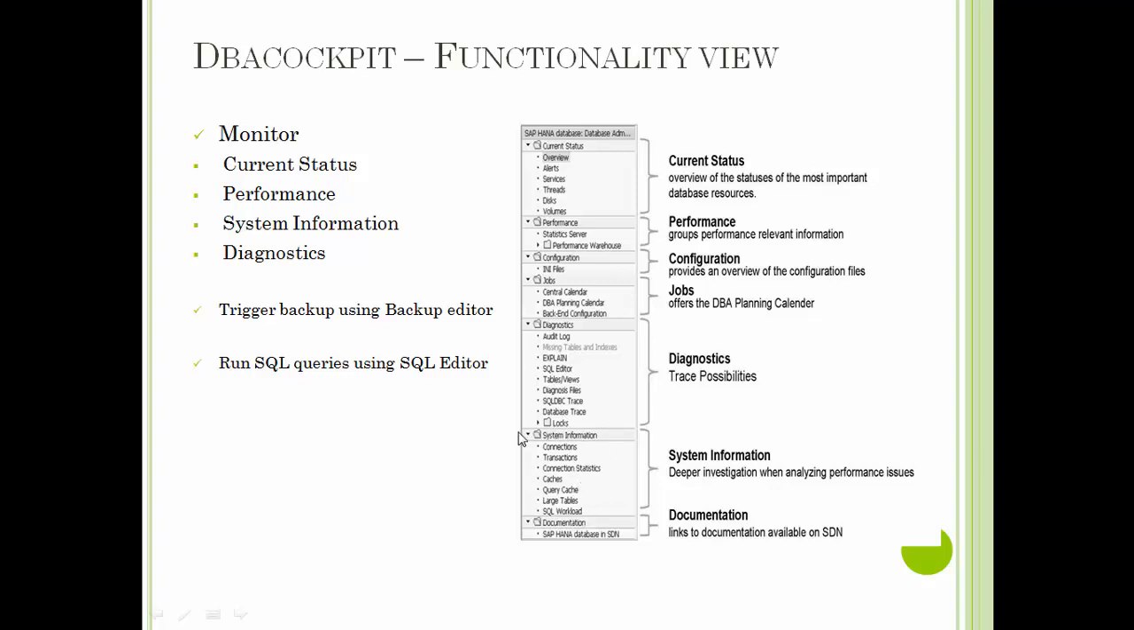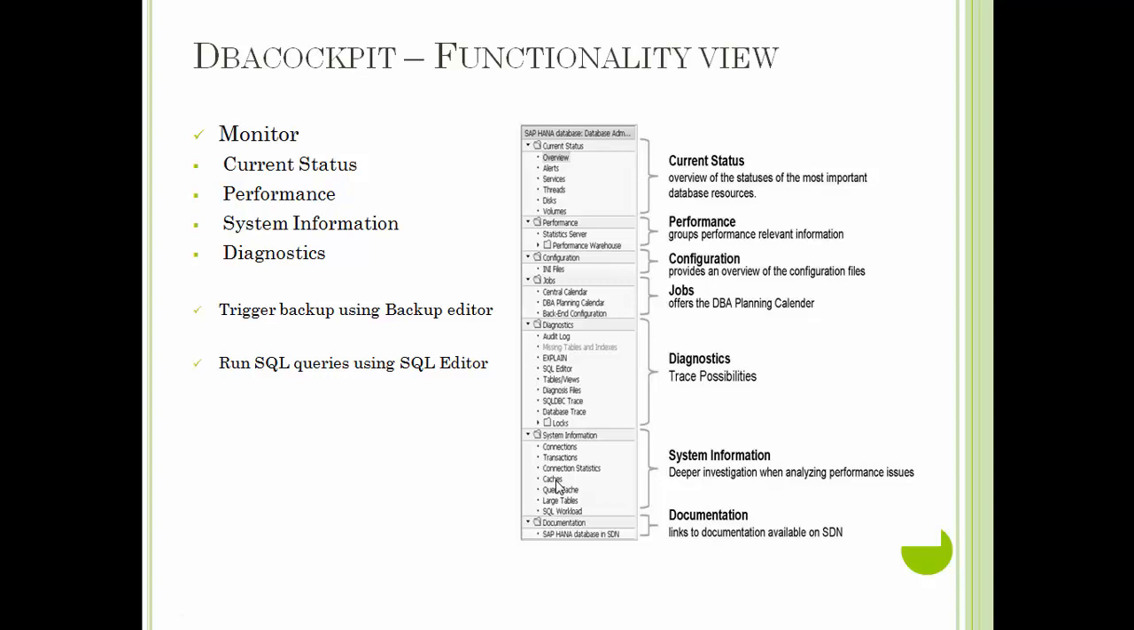Next is about system information, as I said, which would give us information about connections, any open connections, open transactions, and statistics of these connections, and provides information about caches created by the SAP HANA database. Caches, for example, total size column shows the size of the available caches. Once we navigate under caches, there is a total size column which gives the size of all the caches which are available.